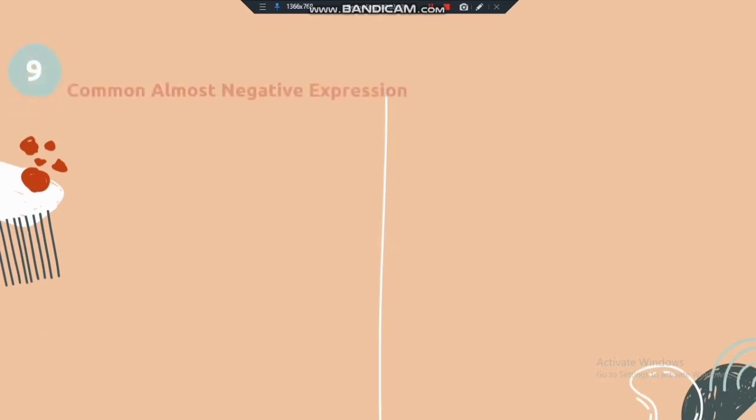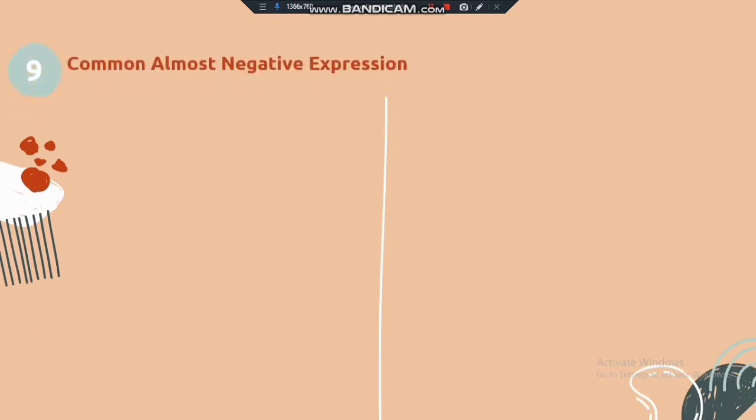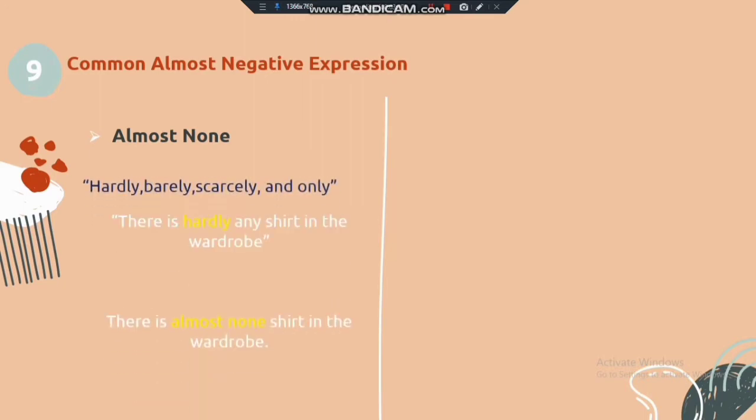Number 9. Common almost-negative expressions. There are two forms of this expression. The first is "almost none." There are some expressions that describe the almost-none expression. If you hear words such as "hardly," "barely," and so on, those are the types of almost-none expressions. For example, when someone says, "There is hardly any shirt in the wardrobe," it means that there is almost no shirt in the wardrobe.